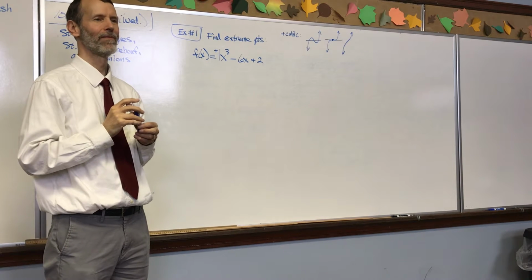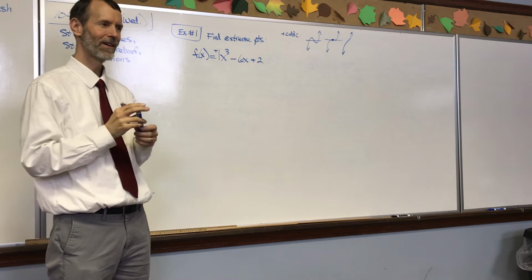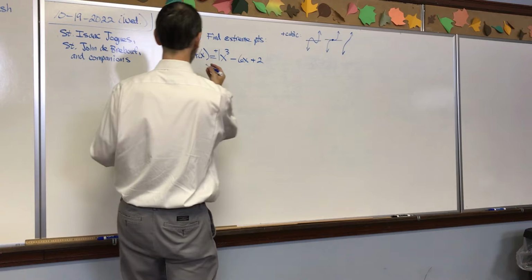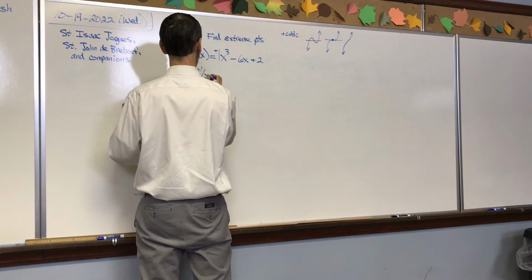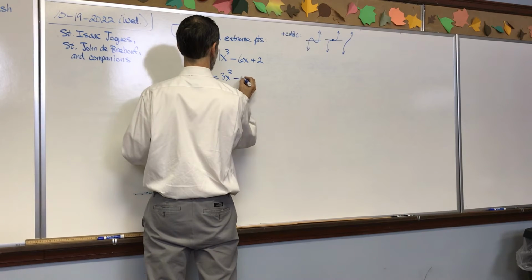Where would you find them? How do you find the x values of where maxes and mins are? Derivative, okay. For example, f prime is what in this case? That's 3x squared minus 6.